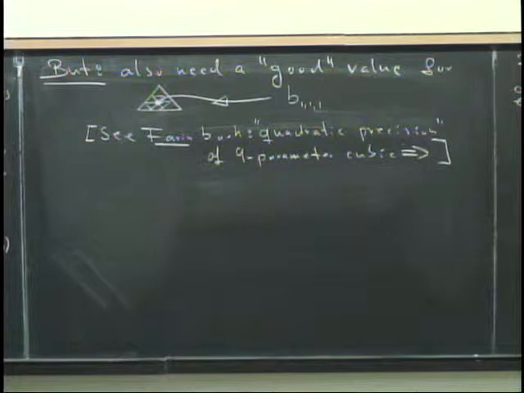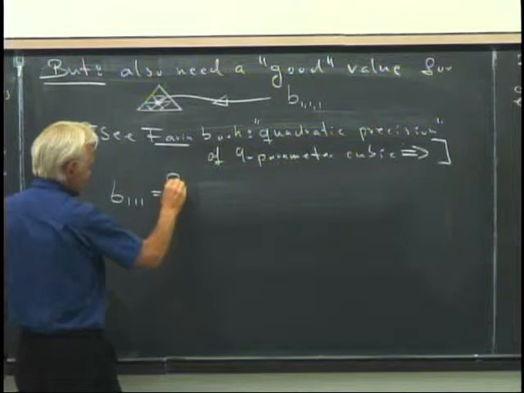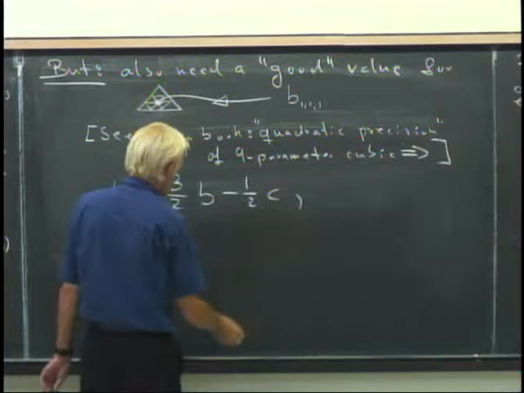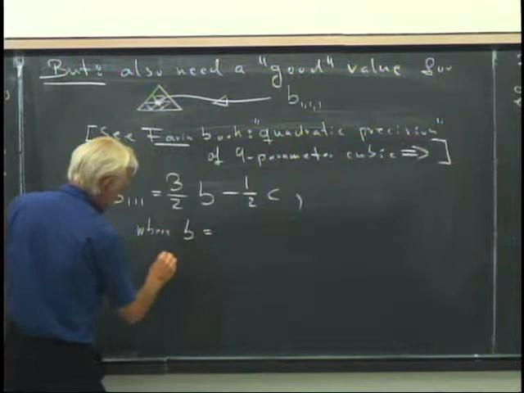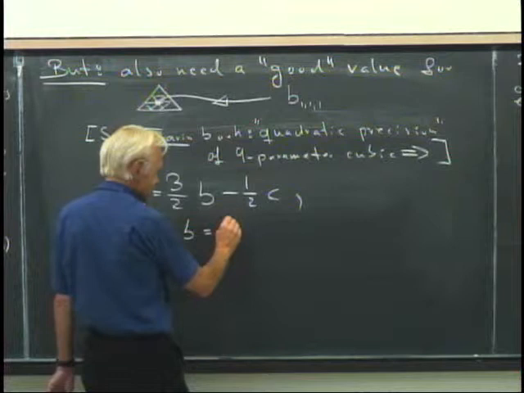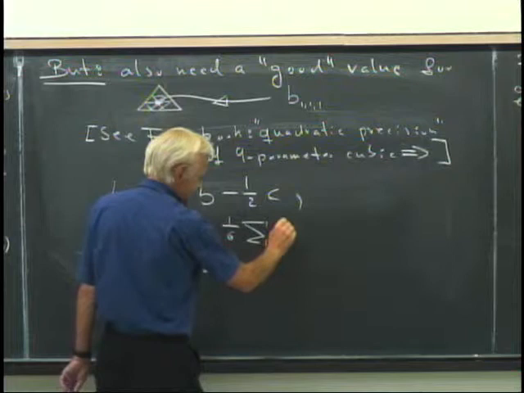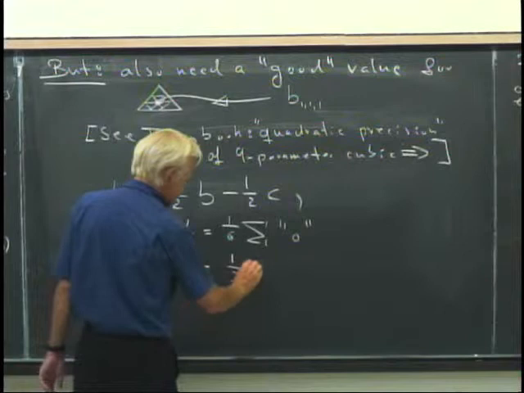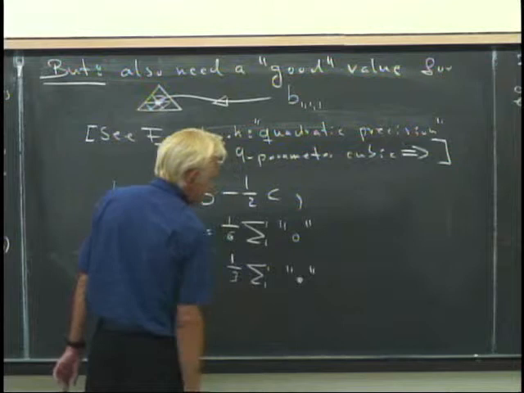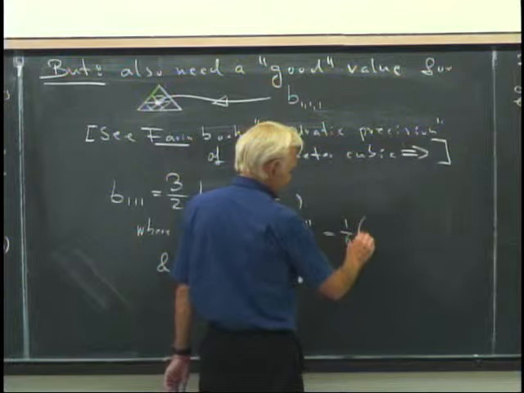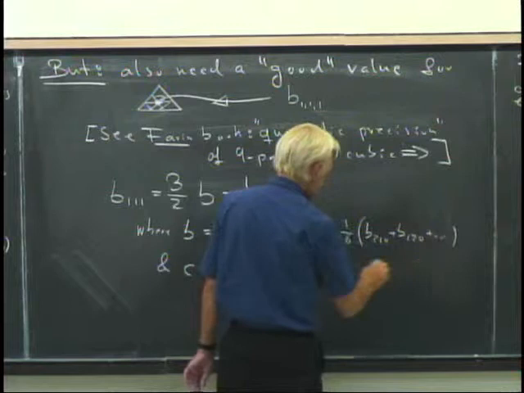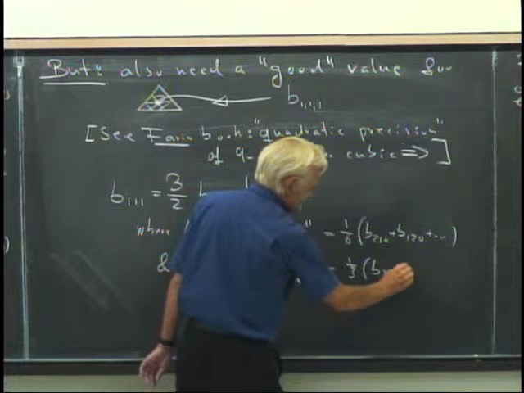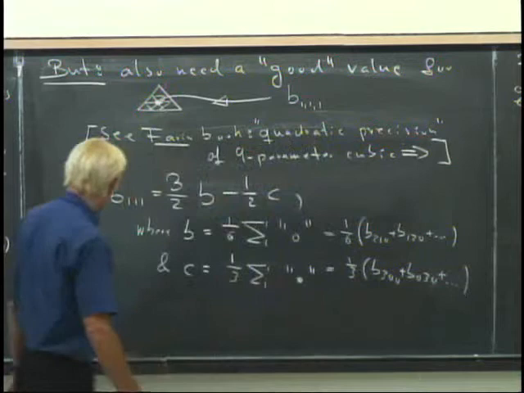Then B111 has to be 3/2 times B minus 1/2 times C, where B is the average of all the circles. B is 1/6 of the sum of all the circles. You can put the actual B values there, but I just say the circles. There are 6 of them, so it's the average of those. And C is the average of all the corner values, the sum of the Bezier coordinates at the corners. So I just say B is 1/6 of B210 plus B120 plus and so on. And C is 1/3 of B300 plus B030 plus the last one. Okay. And so in a sense, this is an optimal setting for B111.